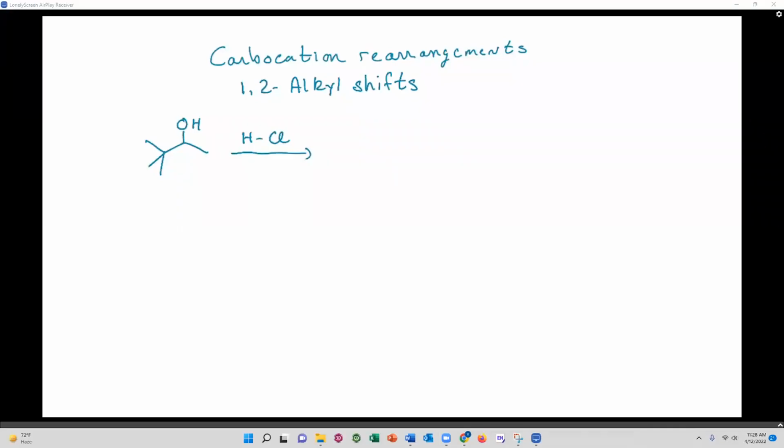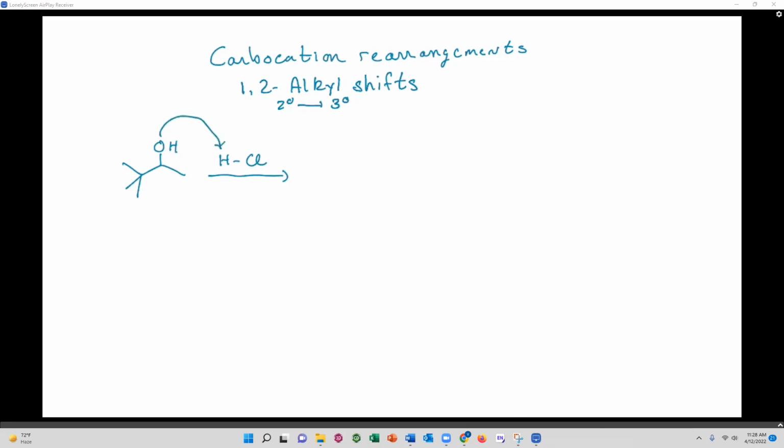Okay, just like we saw carbocation rearrangements by the movement of a hydride, a tertiary hydride to a secondary carbocation, we can also see carbocation rearrangements with 1,2 alkyl shifts. And again, it's the same type of process where I'm forming a secondary carbocation and then I'm moving something over. In this case, it's going to be an alkyl group to form a tertiary carbocation. Okay. And so again, we're going to look at alcohols.